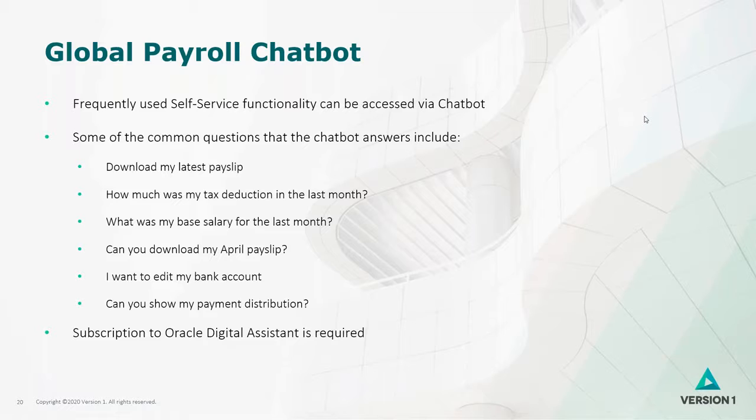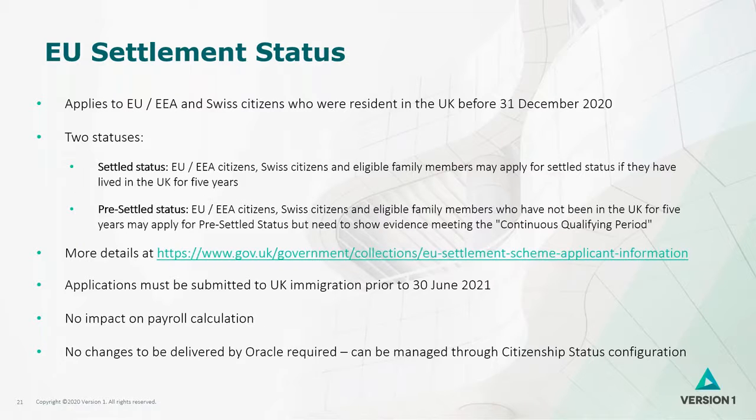So it probably doesn't make sense just to roll out a chatbot solely for Global Payroll. It would make more sense to roll it out as part of a wider implementation across, for example, the benefits and absence management modules. And then the final point for this section is around the EU settlement status changes coming in from the applications up to 30th of June this year. There's no real impact on payroll for this, but I just thought it was worth mentioning because this is data that you may well need to record.